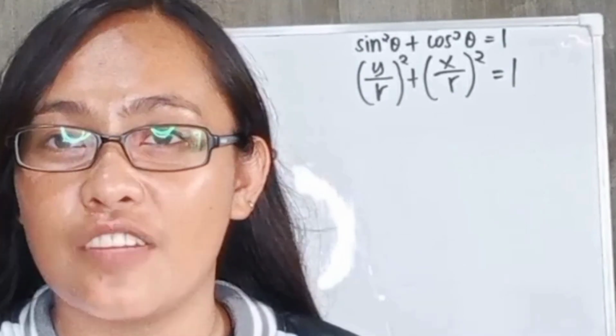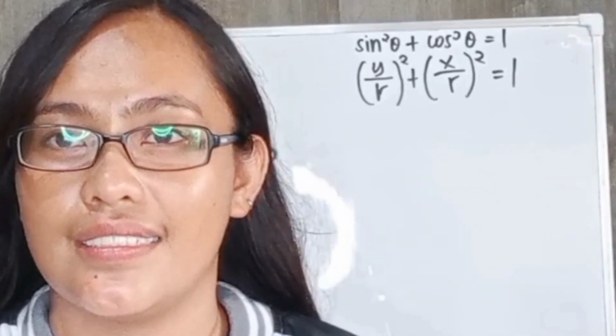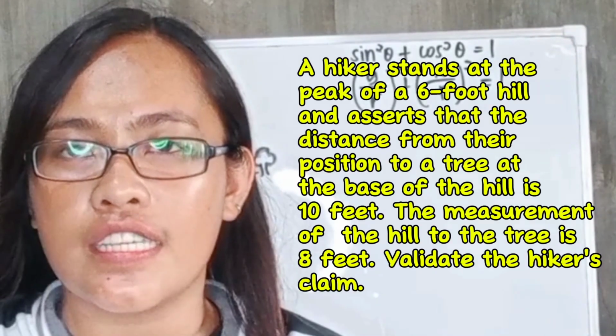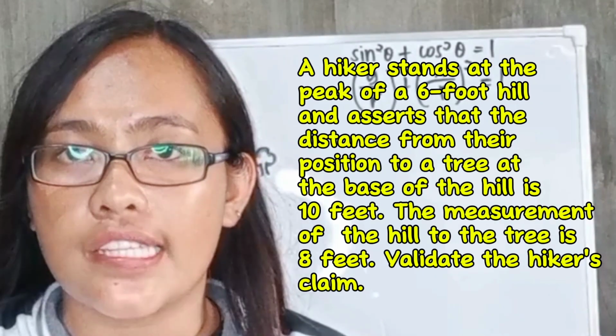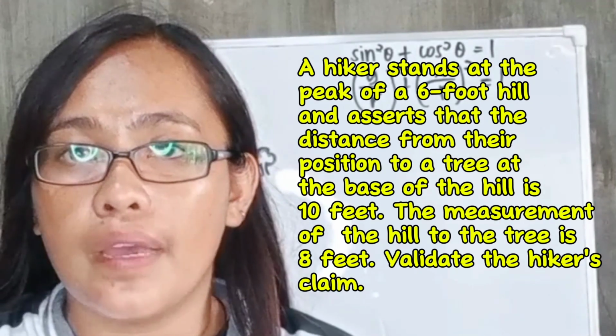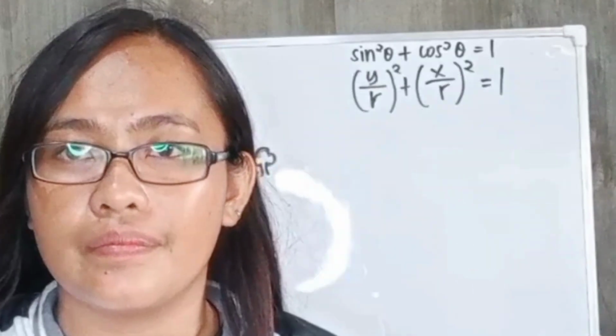Now, let's apply the Pythagorean identities in a real-life situation. A hiker stands at the peak of a 6-foot hill and asserts that the distance from their position to a tree at the base of the hill is 10 feet. The measurement from the hill to the tree is 8 feet. Does this validate the hiker's claim?